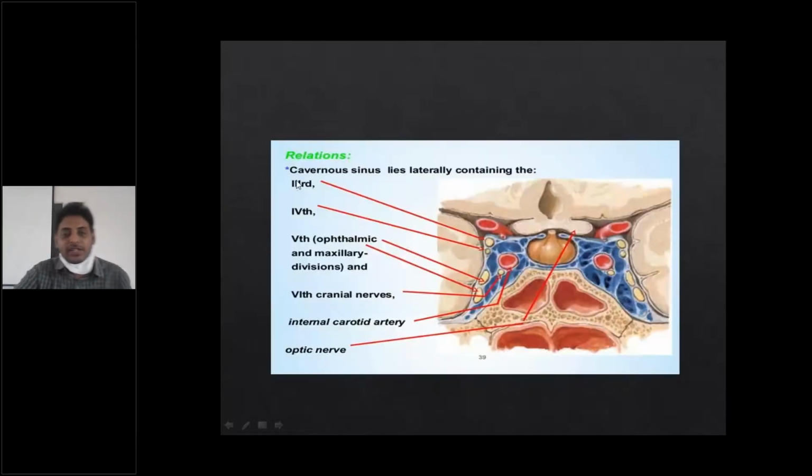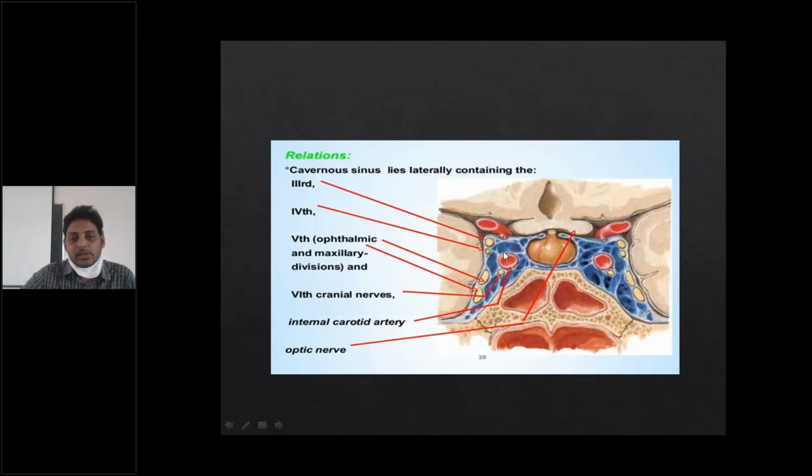And now coming to the relations of the pituitary gland, this is the relations of the sphenoid sinus. The arrow indicates the sphenoid sinus. Above, which is present superiorly, is the pituitary gland, which lies in the sella turcica, as we said earlier. The lateral boundaries of this sphenoid sinus are the third nerve, fourth nerve, and fifth nerve. In the fifth nerve, V1 and V2 come under the lateral boundary of this sphenoid sinus.